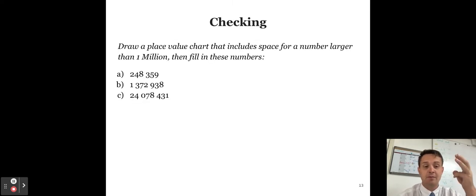This is a 3-part question where you draw your own place value chart, make sure that it's big enough for numbers larger than a million, and then fill these numbers into that place value chart.